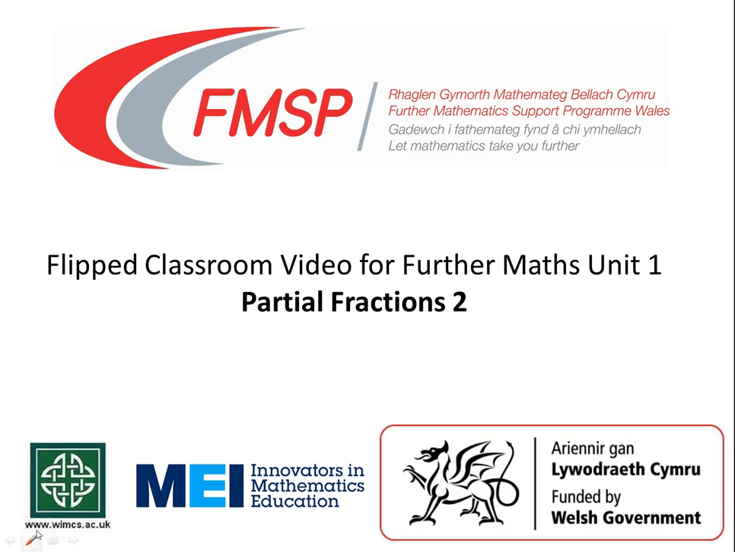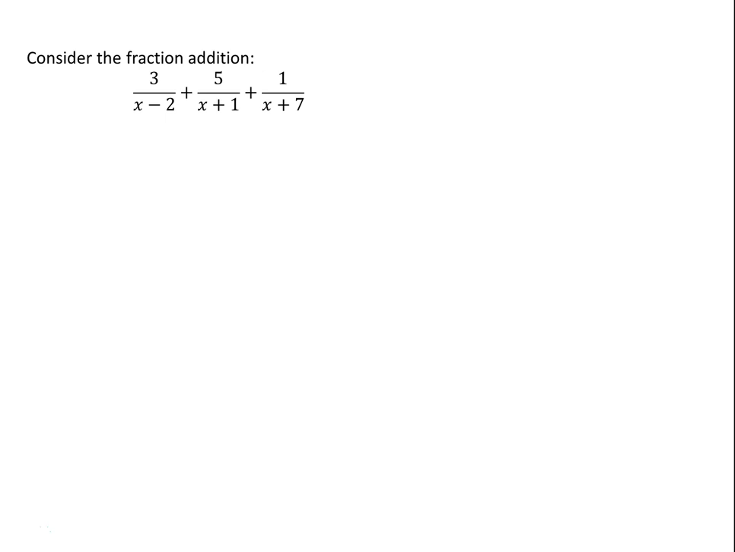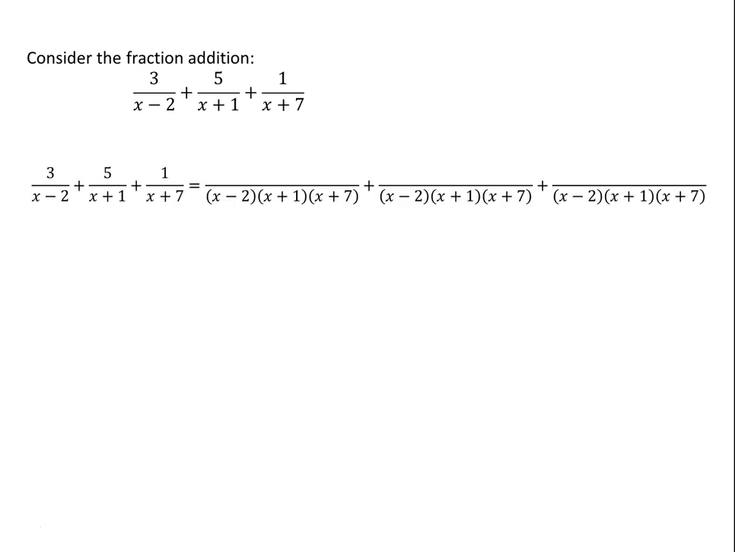In this video, we extend the work done on partial fractions. Let's first of all consider the fraction addition of 3 over x minus 2 plus 5 over x plus 1 plus 1 over x plus 7. To add these three fractions, we need a common denominator, and the common denominator we could use would be x minus 2 times by x plus 1 times by x plus 7.